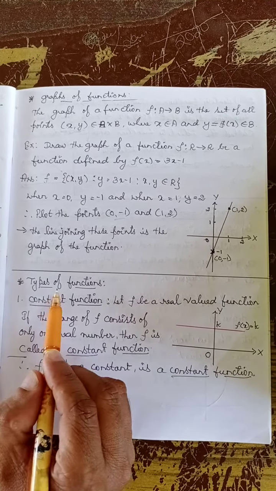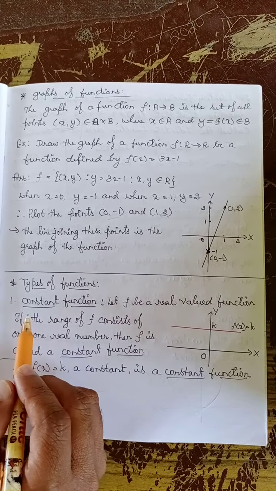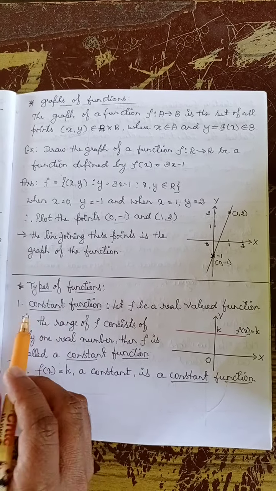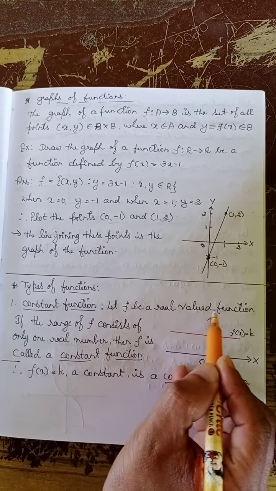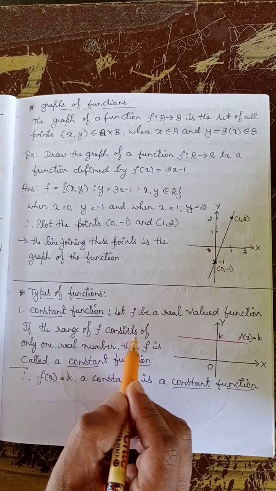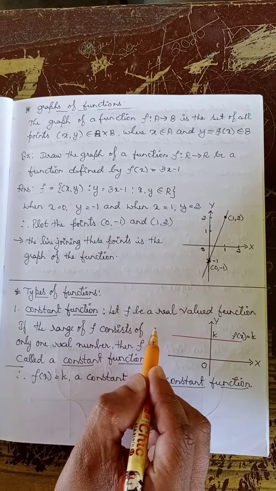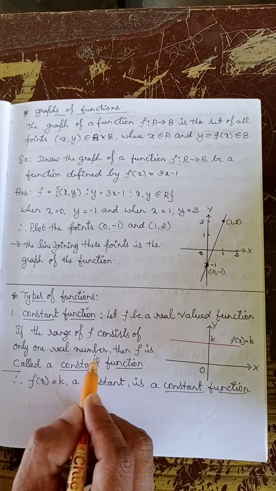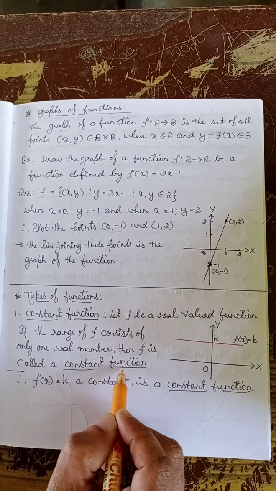Now we can see the types of the function. There are usually 14 types of functions. In that, the first one is the constant function. Let f be a real valued function. If the range of f consists of only one real number, that is, the image under the codomain set has only one real number, not a variable, then f is called a constant function.